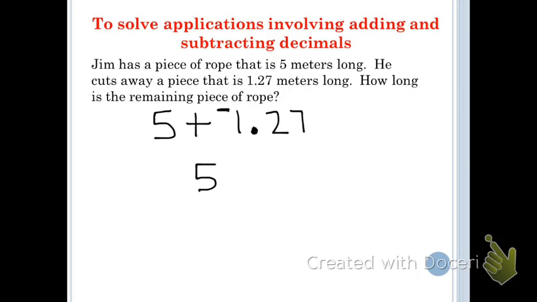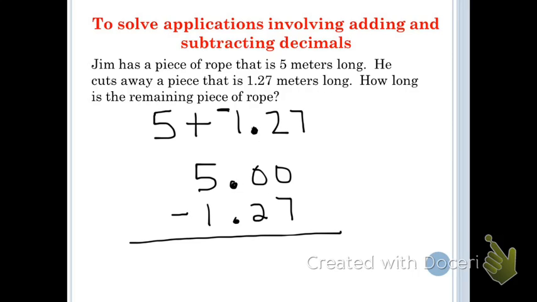So I'm going to have a 5. The decimal's behind the 5. 5.00 and a negative 1.27. My signs are different, so I'm subtracting. I can't take 7 from 0, so I'm regrouping. 10 take away 7 is 3. 9 take away 2 is 7. And 4 take away 1 is 3. So the remaining piece of rope is 3.73 meters long.